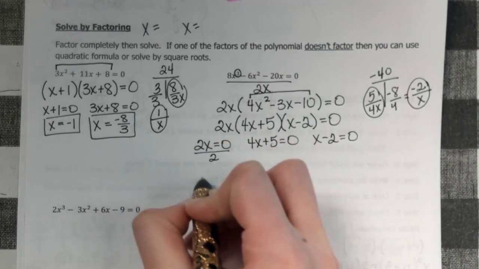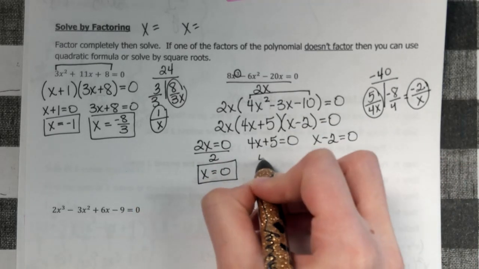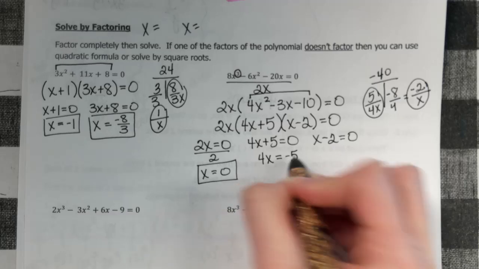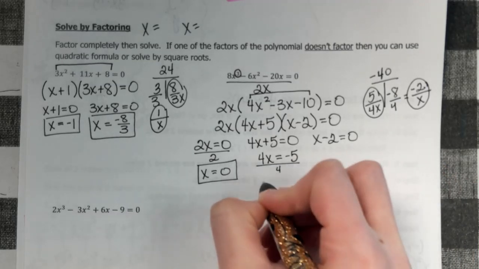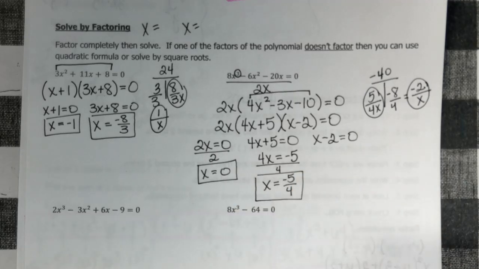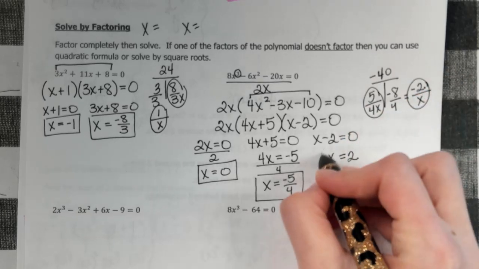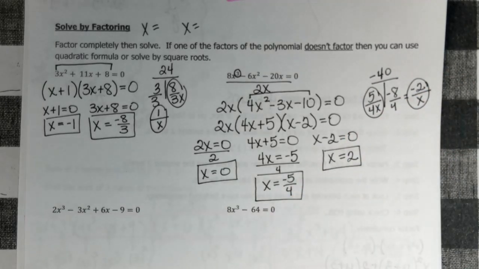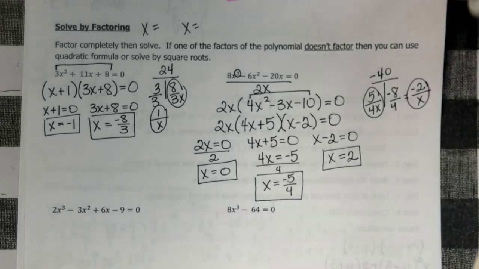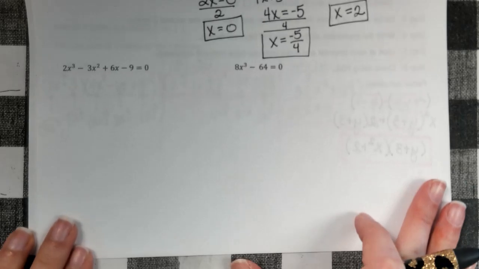Divide by 2, x equals 0. Subtract your 5, 4x equals negative 5. Divide by 4, x equals negative 5/4. Add your 2, x equals 2. Okay? We good so far? All right.